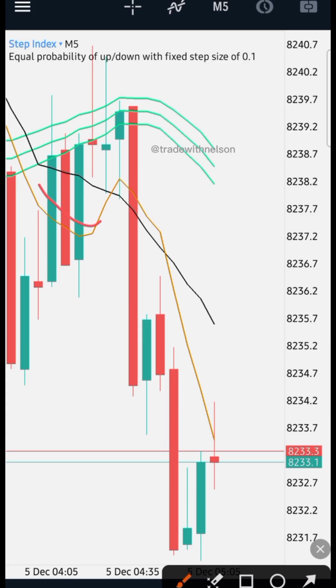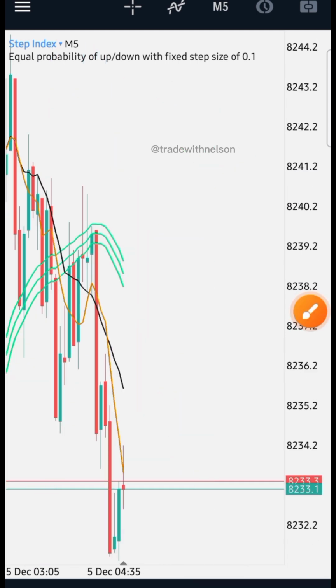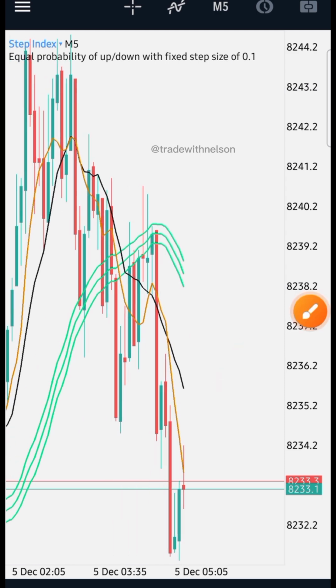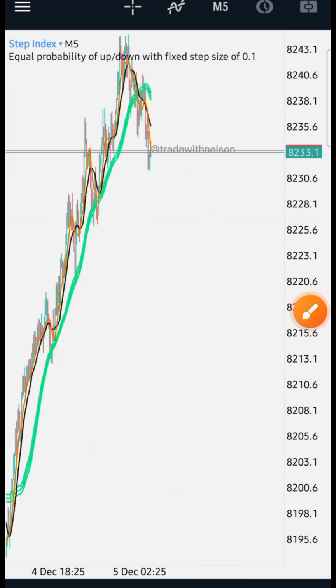So it crosses over here, then immediately it crosses again at the top of the Bollinger Band. We all know that the market is now going on a downtrend. Then we sell the market, we sell to the downside.